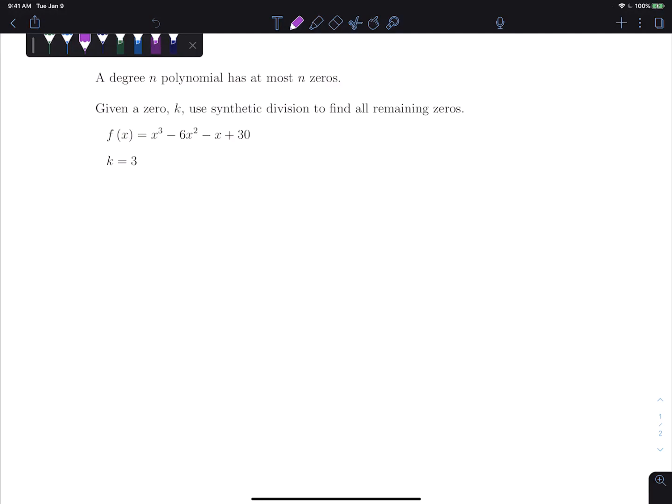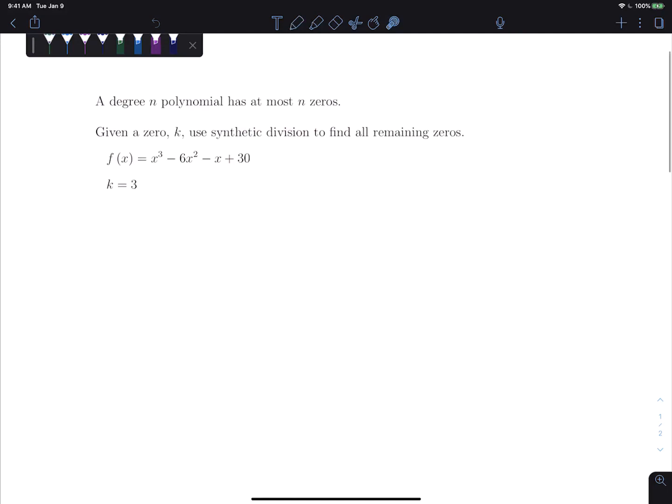Hello. In this video, we're going to look at some consequences of the remainder theorem. First of all, let's look at just a general statement here. A degree n polynomial has at most n zeros. Okay, so a degree n polynomial has at most n zeros. This is important to keep in mind.